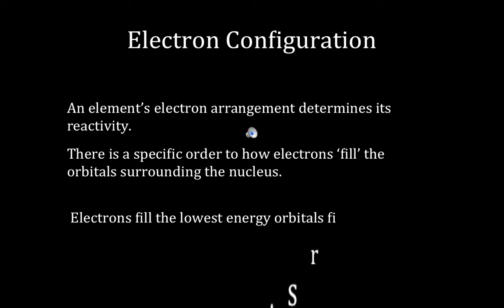Now, electrons fill in the lowest energy orbitals first, and those happen to be closest to the nucleus. And so as we get to bigger and bigger atoms, the electrons will fill orbitals that are farther from the nucleus, and therefore those atoms tend to be bigger.